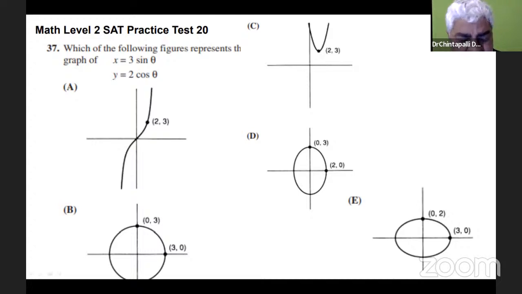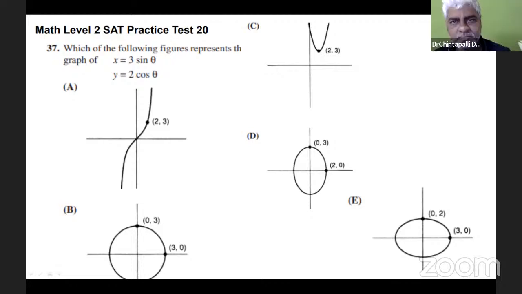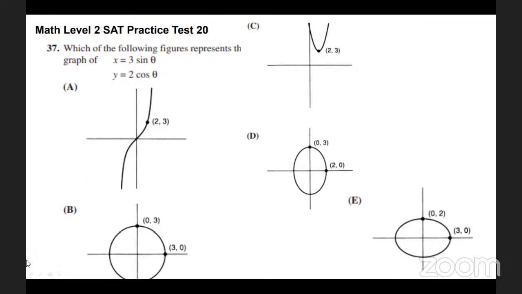This is a very challenging question. First of all, tell me your answer. Is it option C? Option C. Parabola. Yes, sir. How do you say? Because the sine graph and cos graph are parabolic shape waves. I said it on that basis, sir.